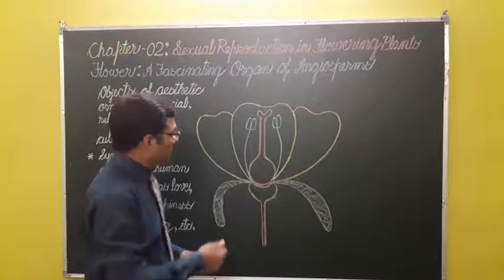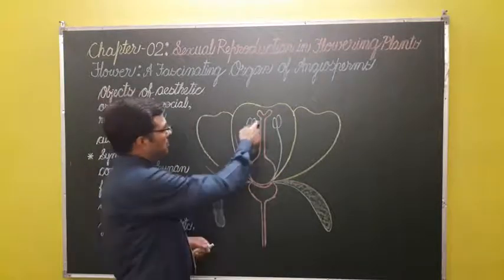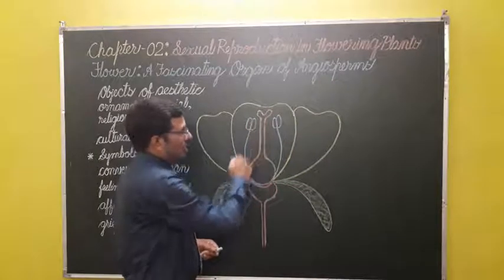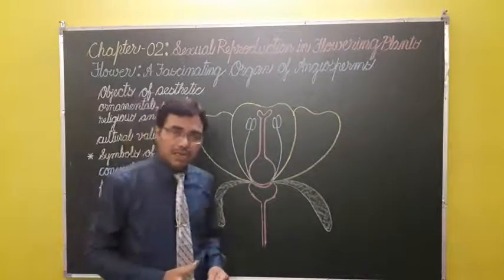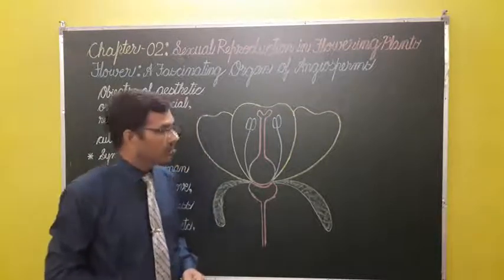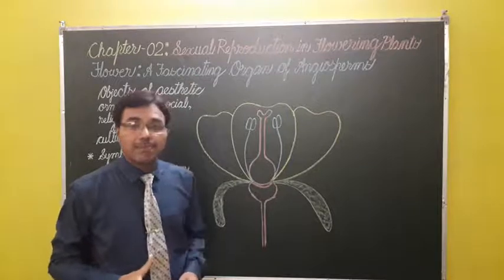Now moving on to the central whorl, that is gynoecium. So gynoecium is again made up of unit structures, and here the units are called petals.